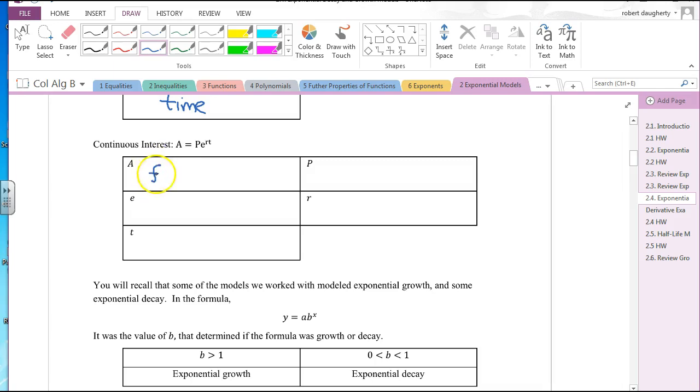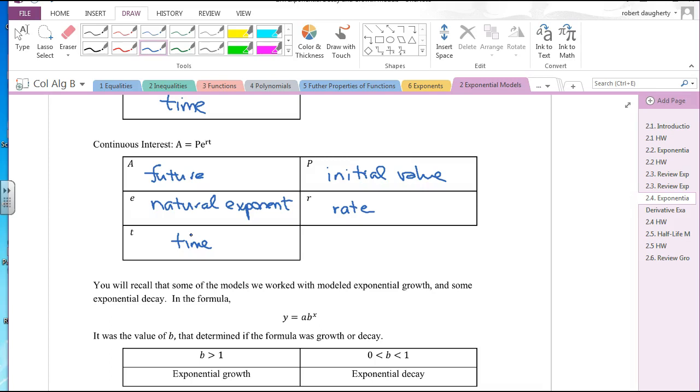Here, the same thing. A is our future value. P is our initial value. And e is our natural what? How about natural exponent? Okay. e is a natural exponent. r is our interest rate. Same thing. And t is time. So this was an easier formula to use because you don't have the compounding periods.